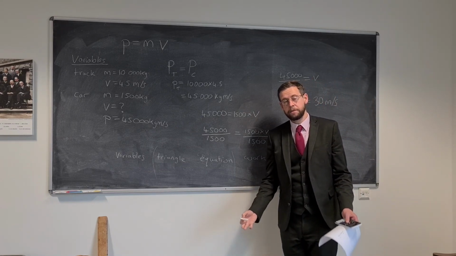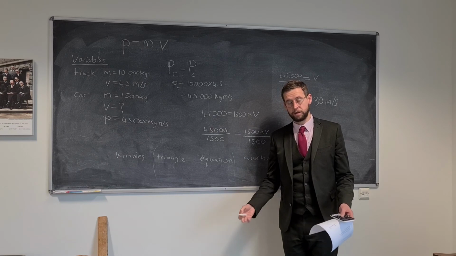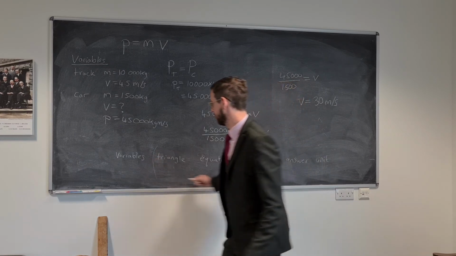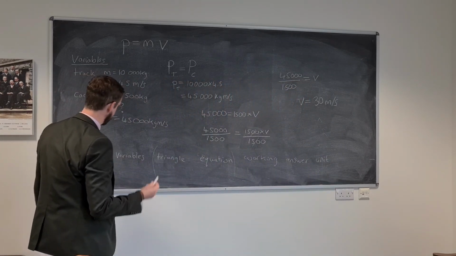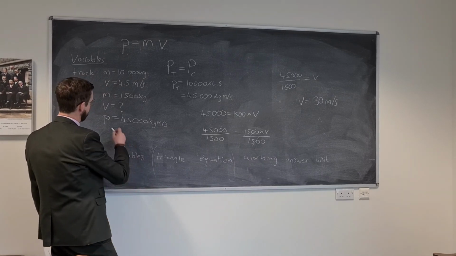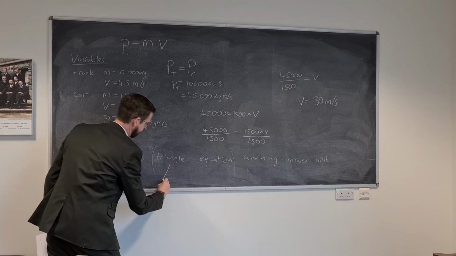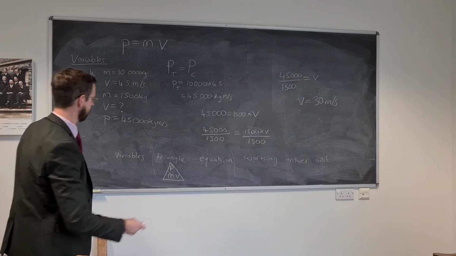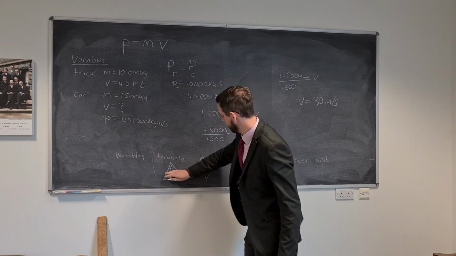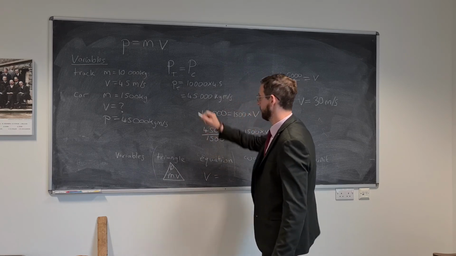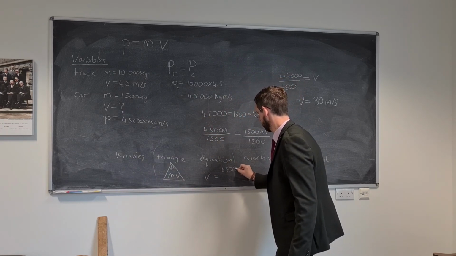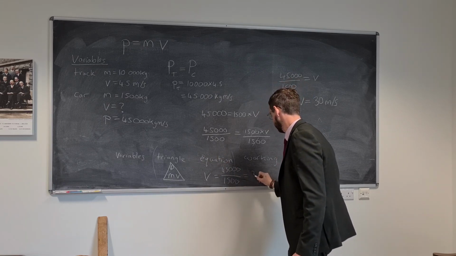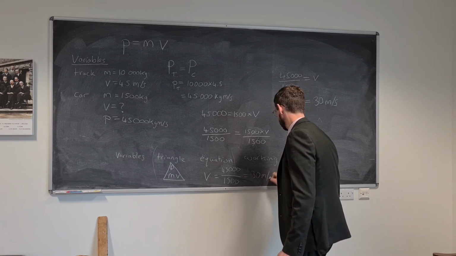But that's how we would do it. That's how we would model it if we were trying to show a different method to the formula triangle. The main difference between it and using the formula triangle is, if we use this space down here, how we would do it with the triangle is we would remember that in the triangle, P is at the top, M and V are at the bottom. Therefore, we're trying to solve this for V. So V would be P divided by M. P was 45,000 divided by M, which was 1,500, which is equal to 30 meters per second.